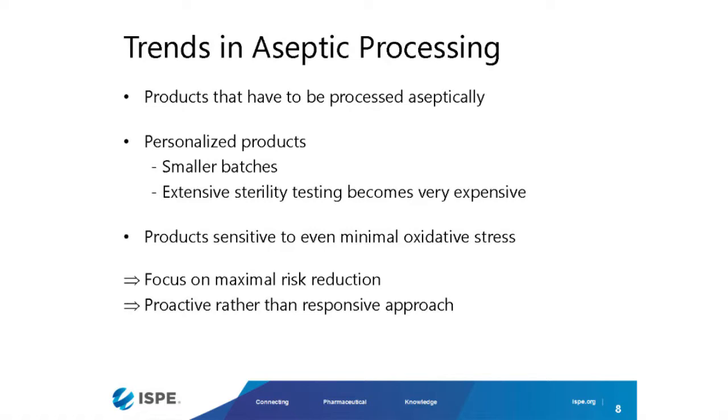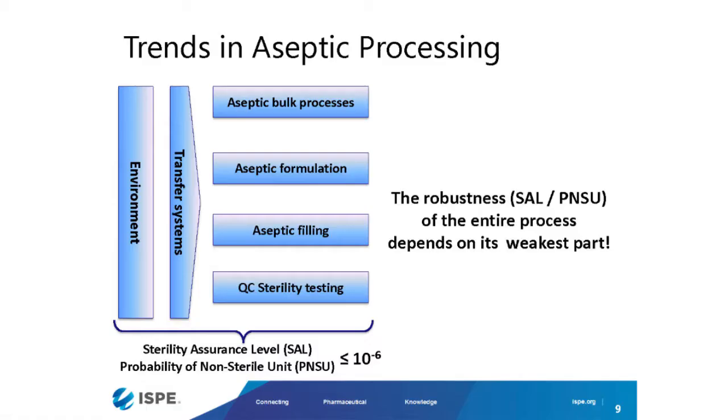And really important lately is that products are more and more sensitive to the residuals of hydrogen peroxide, in other words, oxidative stress. This is what we really have to take care of in many of our recent applications. The pharma industry is focusing on being more proactive and minimizing the risk, obviously.